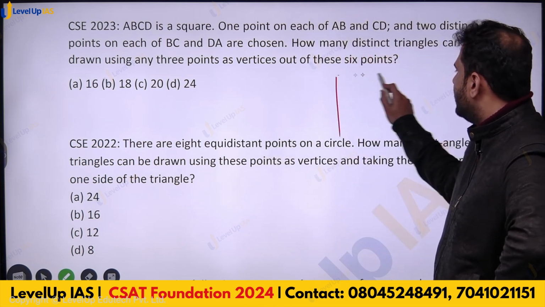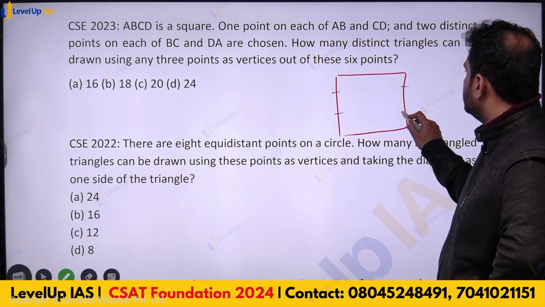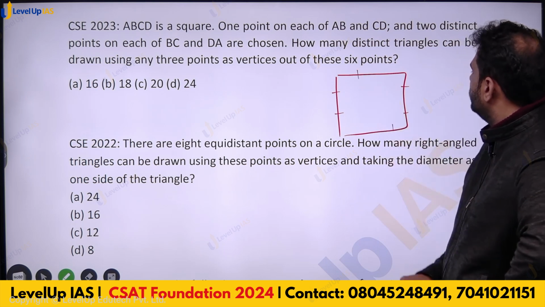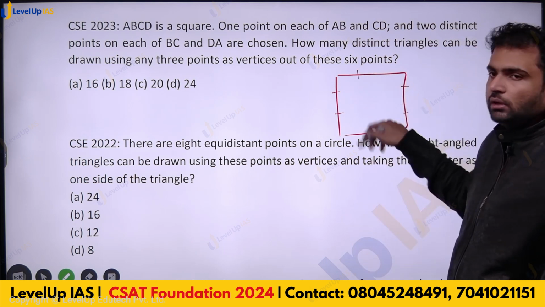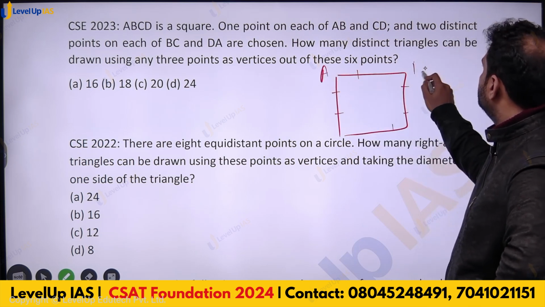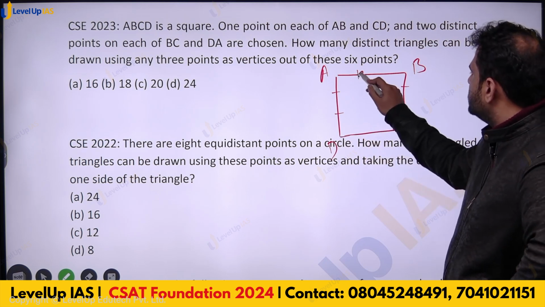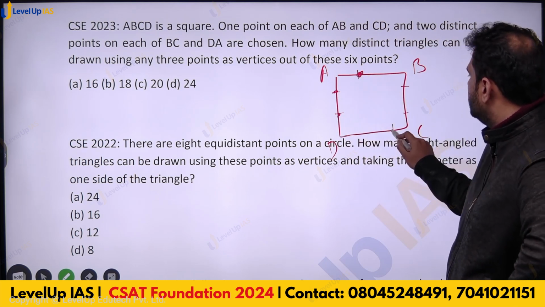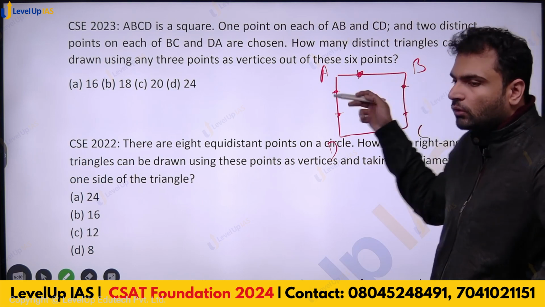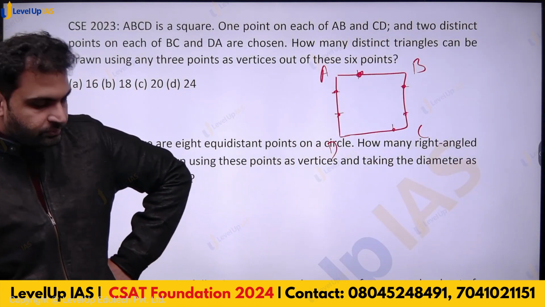So we have a square and there are two points here somewhere, and there is one point each on these opposite sides. We shall name them A, B, C and D. Question is, these 6 points, 1, 2, 3, 4, 5, 6. Out of these 6 points, how many different distinct triangles can we form?